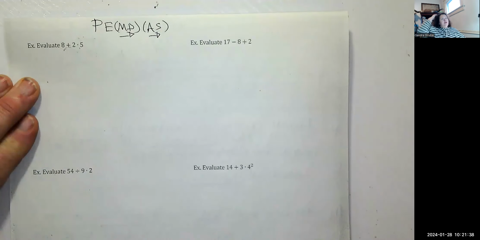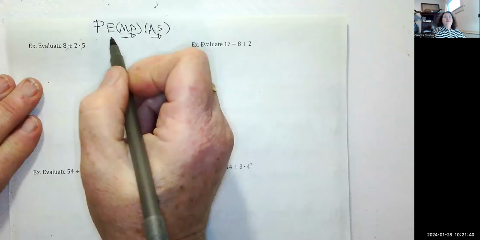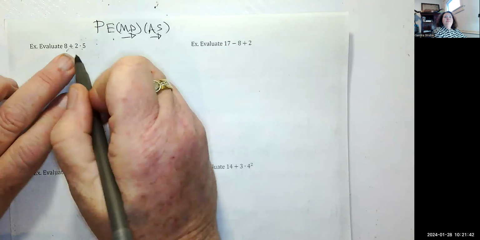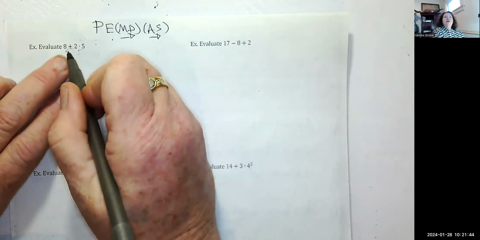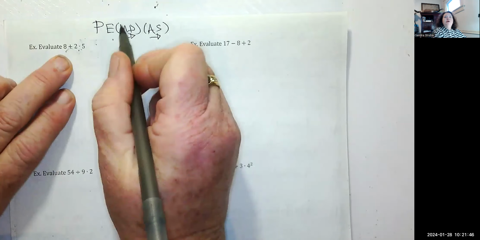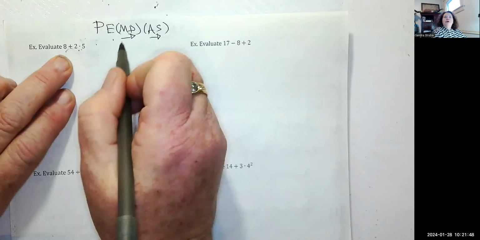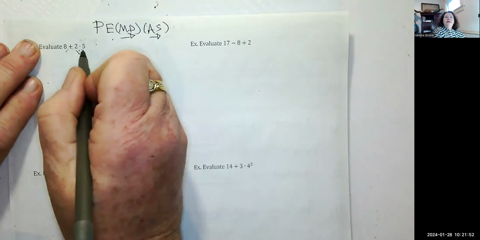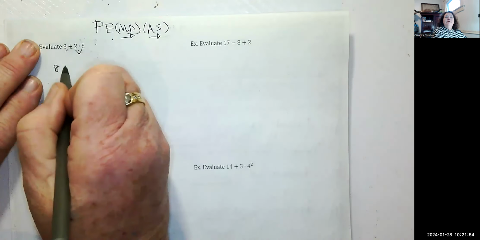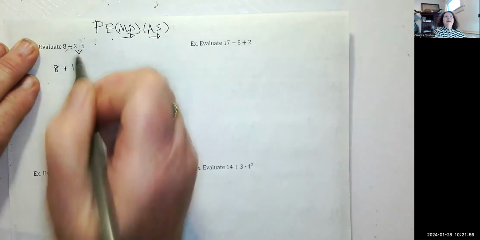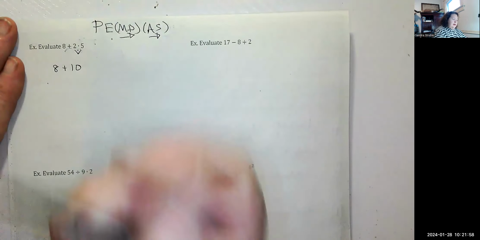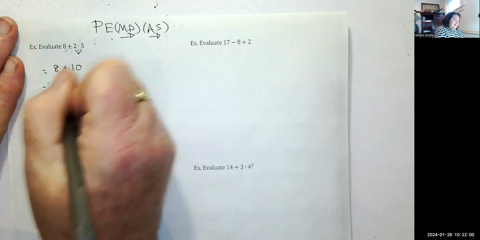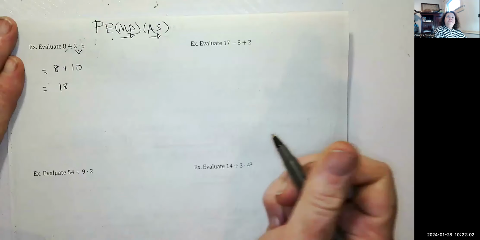All right. So we've got no parentheses, no exponents. We've got multiplication and we've got addition. So multiplication and division come before addition and subtraction. Therefore, we have to do the multiplication first. So 8 plus 2 times 5: 2 times 5 is 10. All right. And then 8 plus 10 is 18.